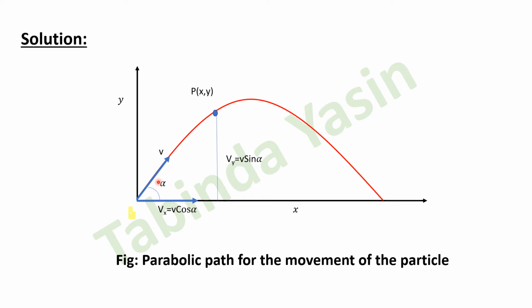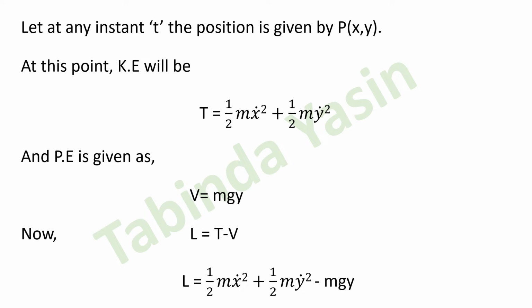Resolving the components of velocity v, we have the horizontal component Vx is equal to v cos alpha and the vertical component Vy is equal to v sin alpha. Let at any instant t, the position be given by P(x, y). At this point, the kinetic energy will be T is equal to 1 by 2 m x dot square plus 1 by 2 m y dot square, because both components are involved of the coordinates x and y. Now the potential energy is given as V is equal to mgy. So the Lagrangian is L is equal to T minus V. We have studied that previously.